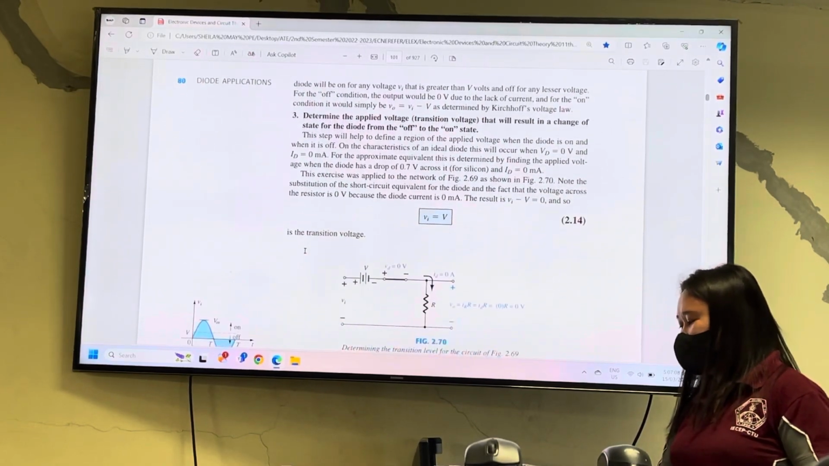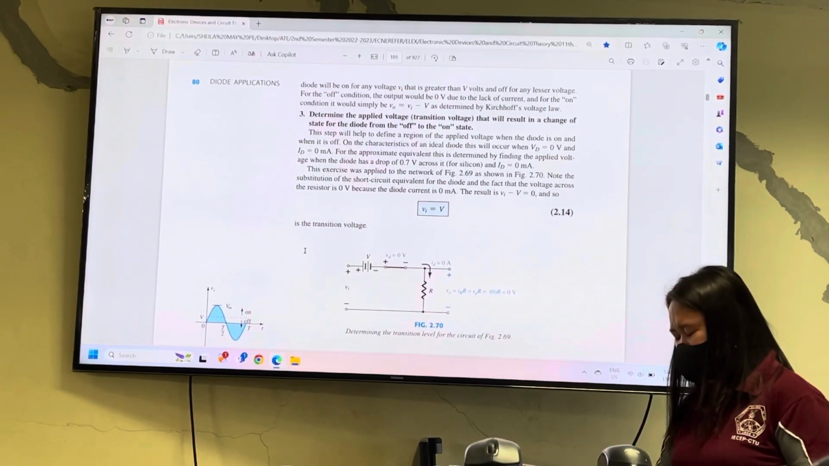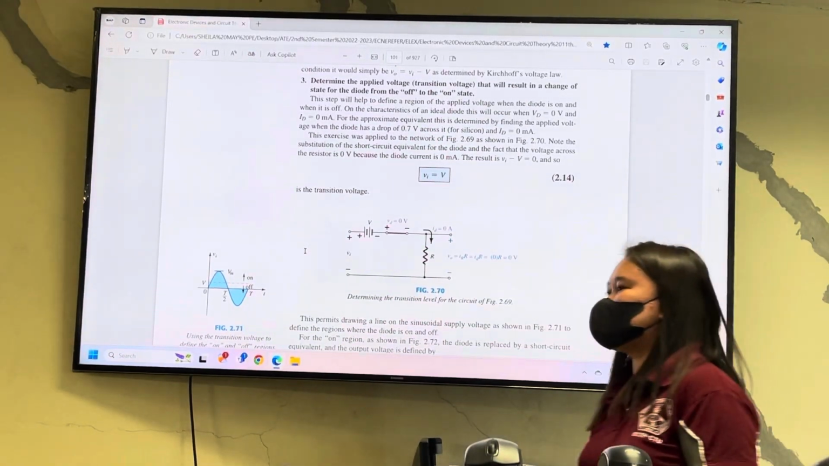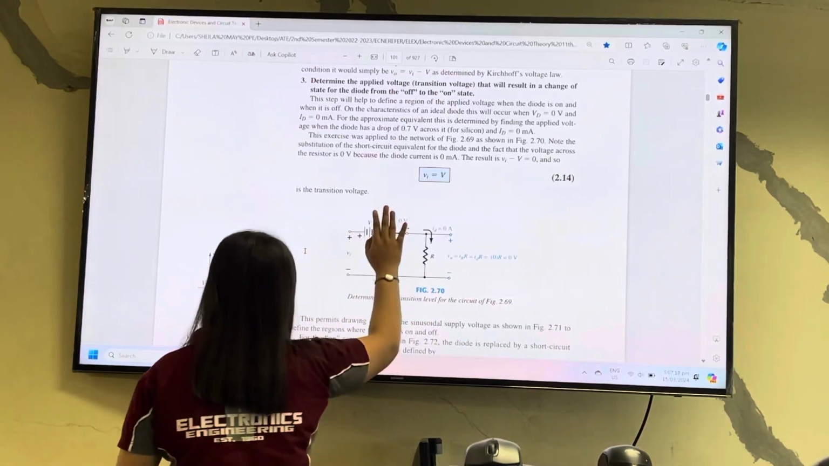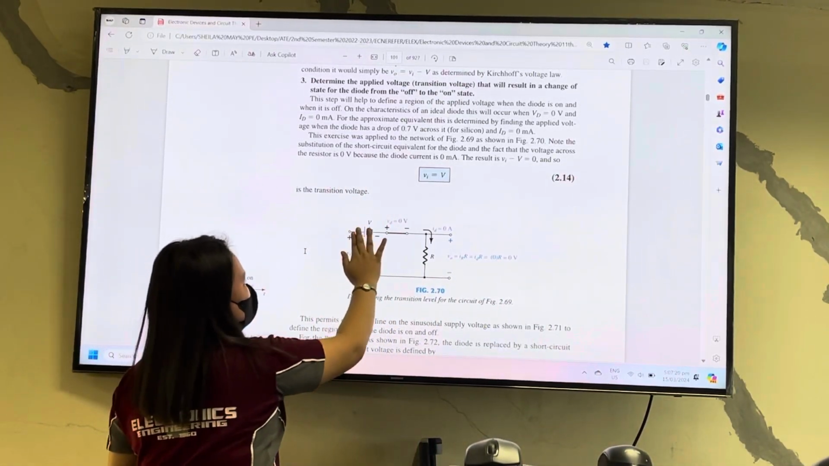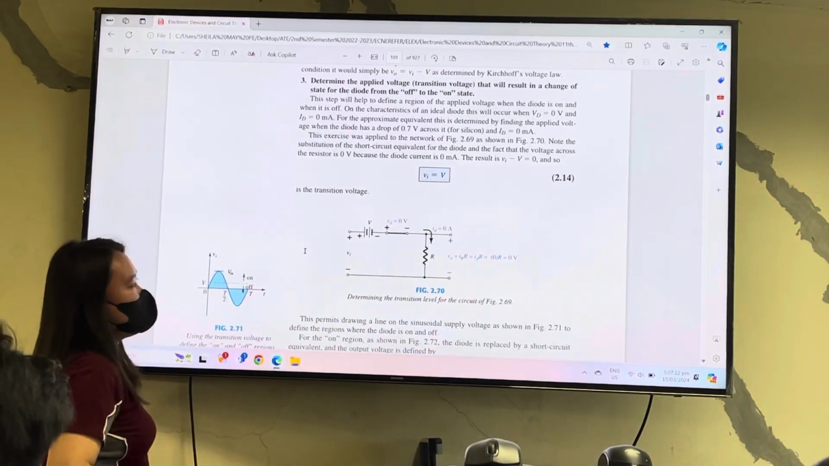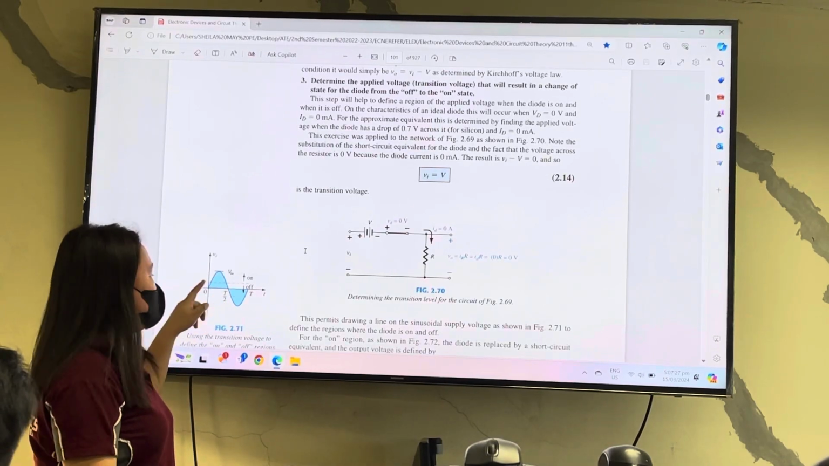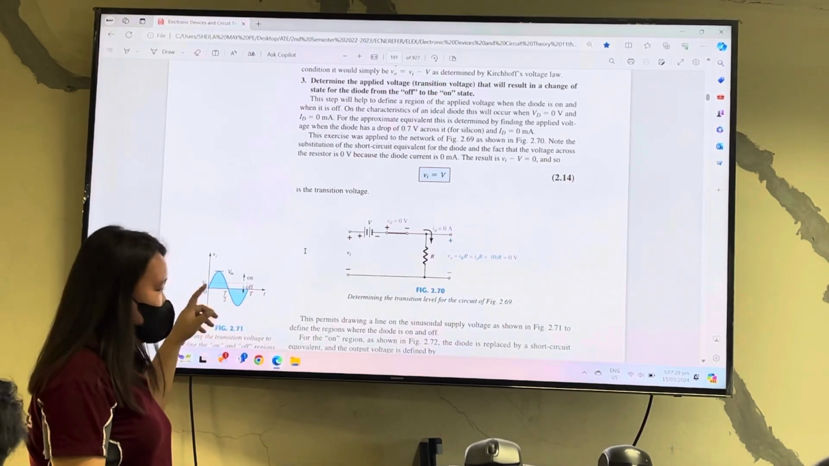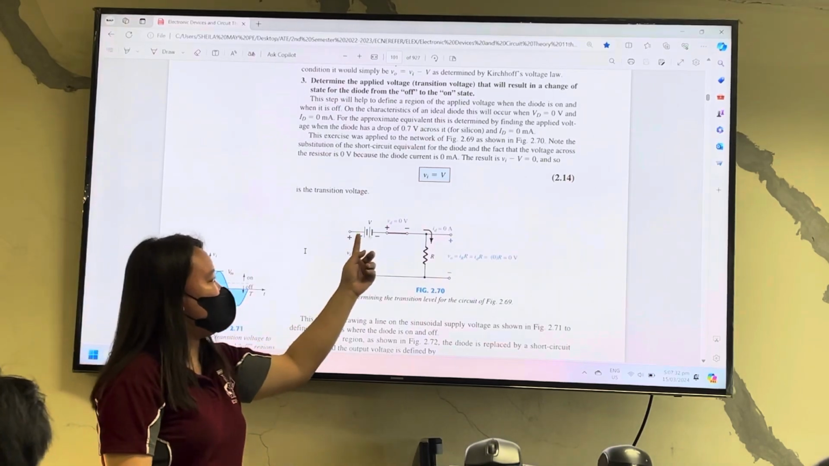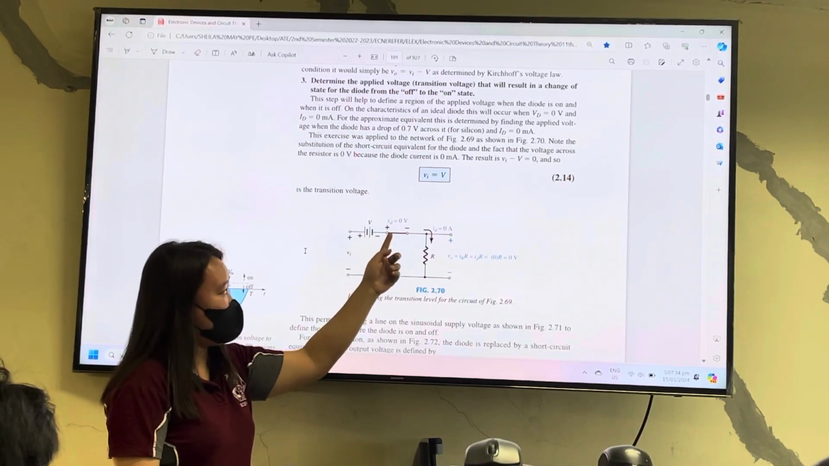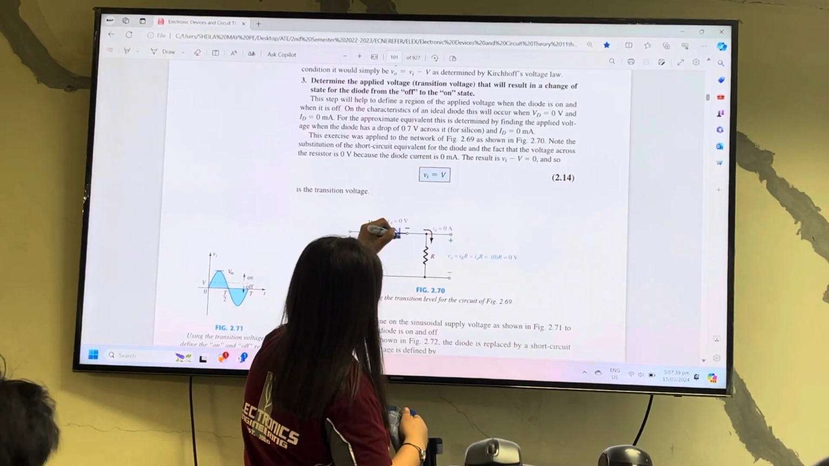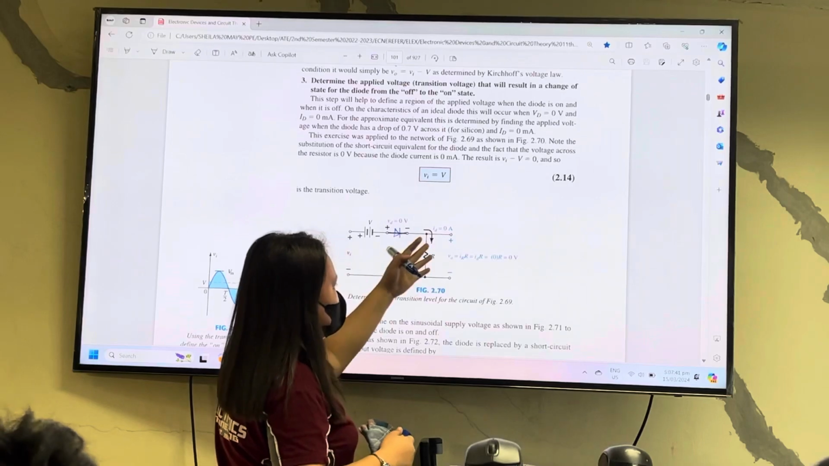How to find or determine our transition voltage. Okay. So, if we have here, same thing as before, a bias. We have a circuit here. Now, no input signal value is given, but this is a sinusoidal one. In here, we have a DC source, we have a diode, of course, and a resistor.